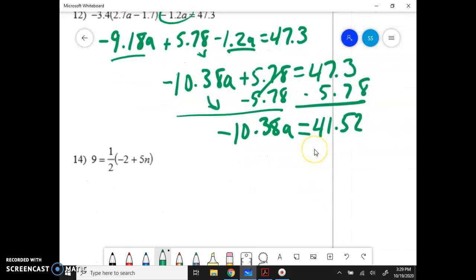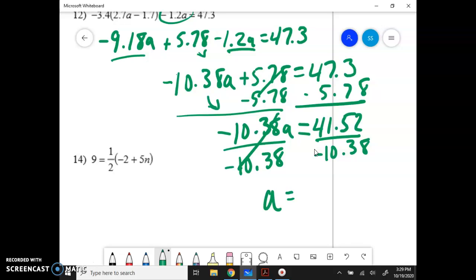Again, just understanding the process is all that matters. If this is negative 10.38 times a, we just need to get rid of it the same way we would if it was just a whole number. Divide by the exact same coefficient. Anything over itself is equal to 1. Do it to one side, got to do it to the other side. So we divide that out and we get negative 4.